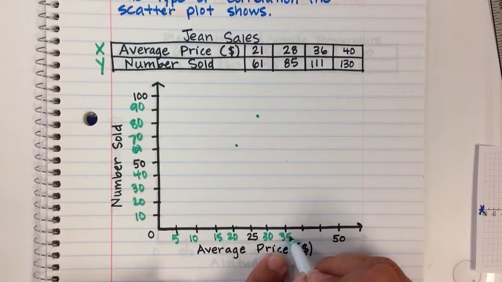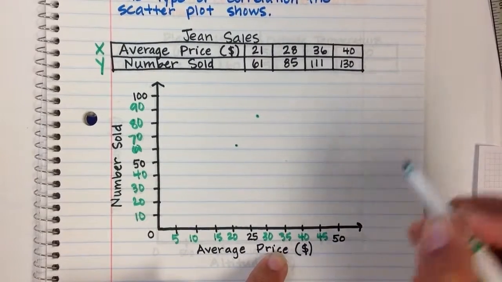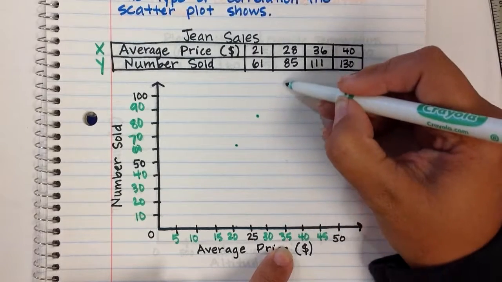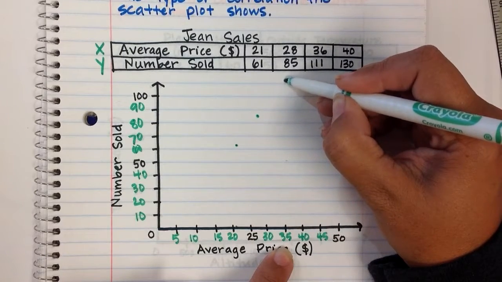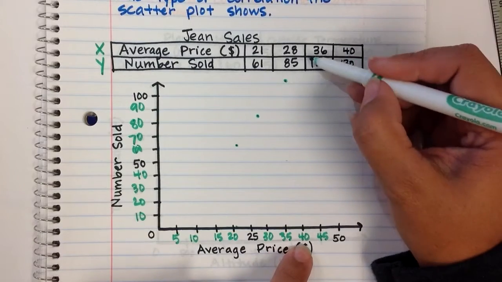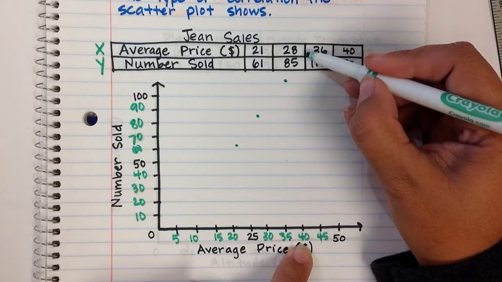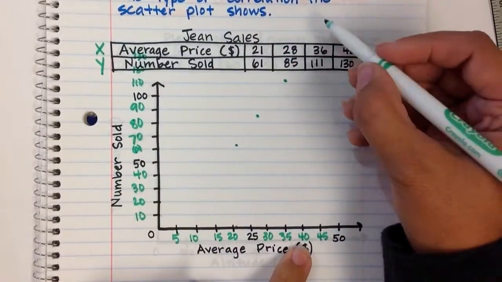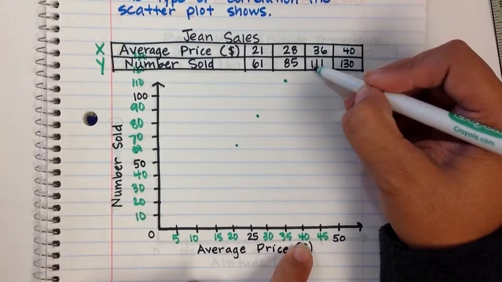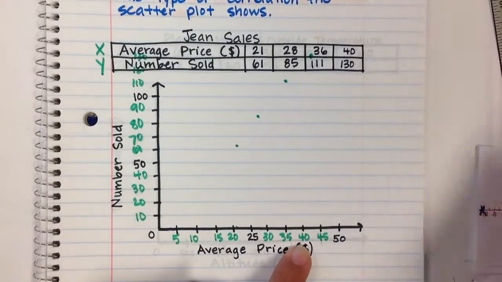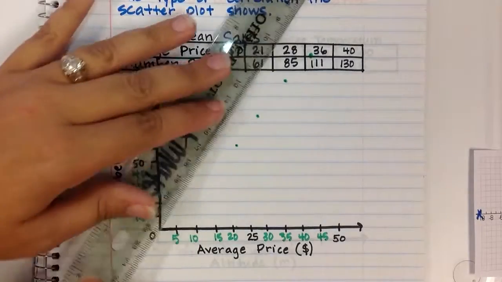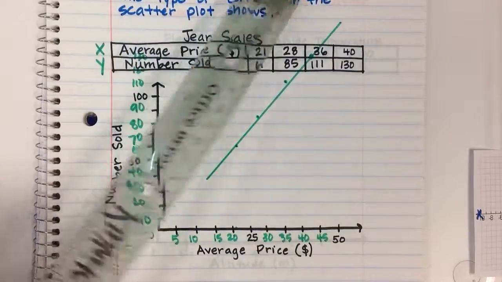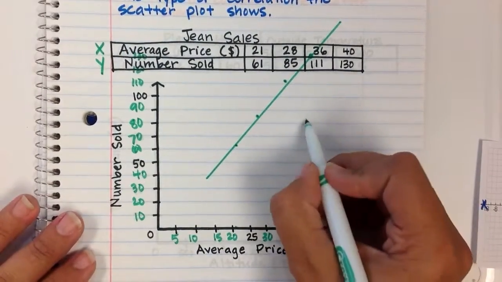When the price was 36, it looks like they sold 111, so that's going to be like right up here. And then 40, they sold 130, and I ran out of room, so this is 110, 120, 130. So my point would be right here. All right, so this looks like I could probably draw a line right through here, and that's going to be a positive correlation.